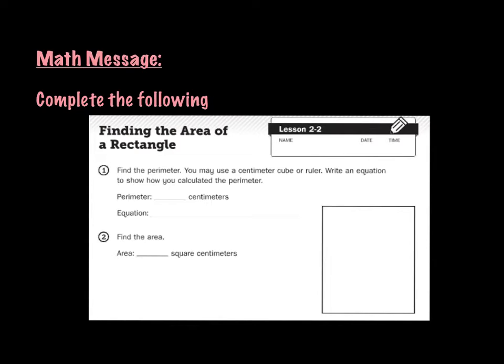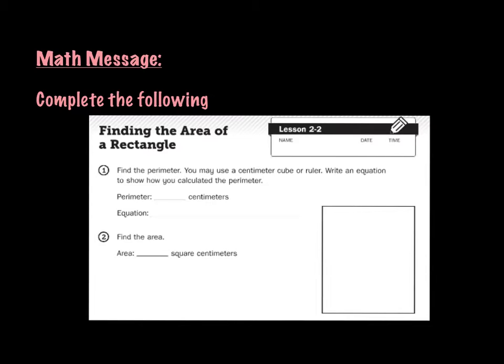Number 1, find the perimeter. You may use a centimeter cube or ruler. Write an equation to show how you calculated the perimeter. And they want you to do the perimeter in centimeters with an equation. And then number 2, find the area. Well, I understand that you don't have this piece of paper in front of you and you don't have a ruler as well. So I am going to give you some measurements and then see if you can go ahead and do the perimeter and the area.